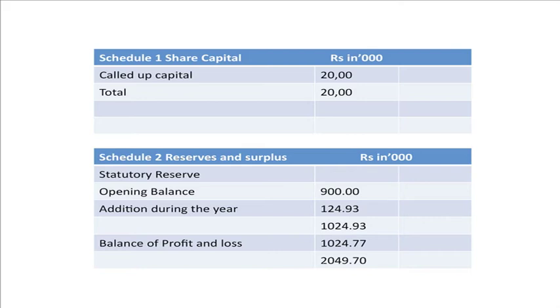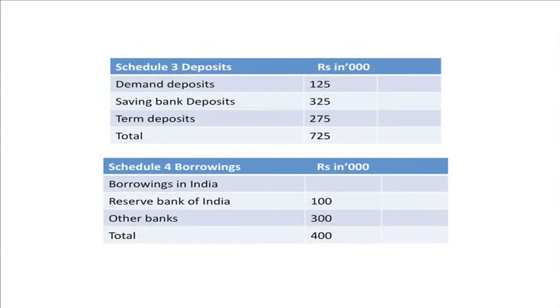Then the profit which was extracted from the P&L account and carried forward to the balance sheet, this amount is 1024.77. So, adding up statutory reserve and the P&L account's profit, we are getting the total of reserves and surplus as 2049.70. The third schedule is that of deposits. The three primary deposits we have identified in our question are demand deposits, saving deposits and term deposits. Demand deposit is 125, saving deposit is 325 and term deposit is 275, aggregating to 725.